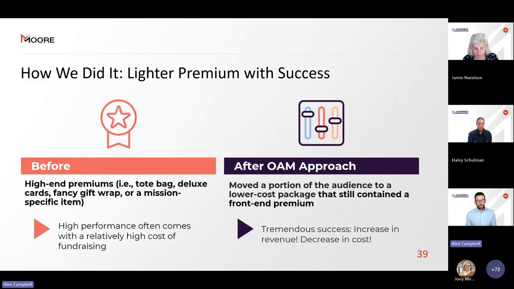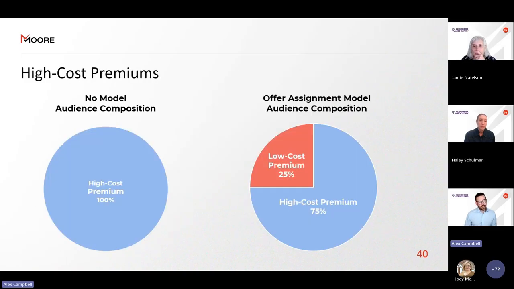Using the offer assignment model is a way to really balance that, get that high response, and do so in a very cost-effective way. So after the offer assignment model approach, we moved a portion of the audience to receive that lower cost package that still contained a front-end premium. So donors are still getting something that they hold on to, that they will see, that will make you think of the organization. And we saw a tremendous success, increase in revenue, decrease in cost. And what the change here looked like.